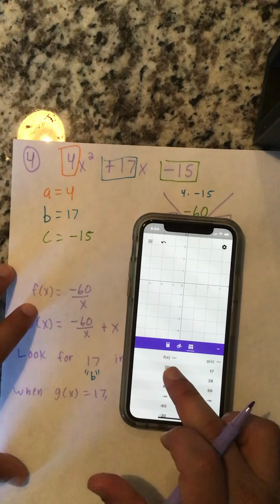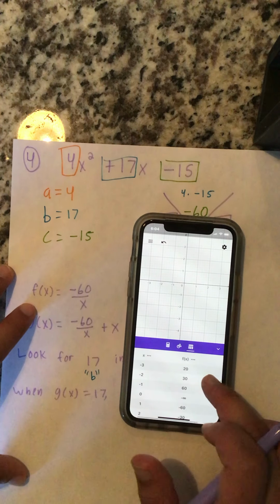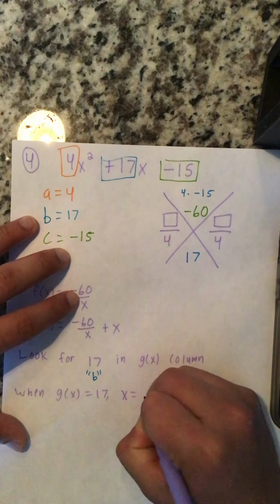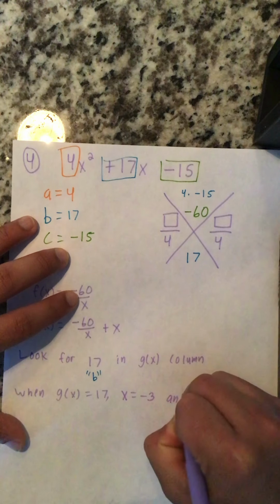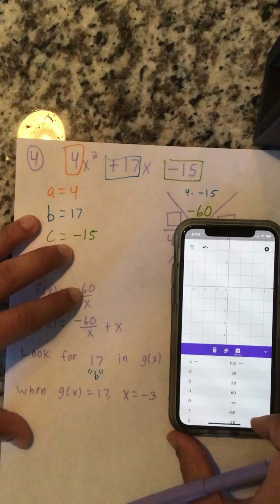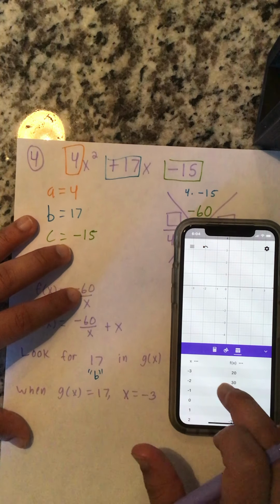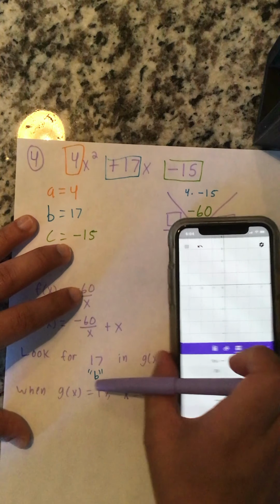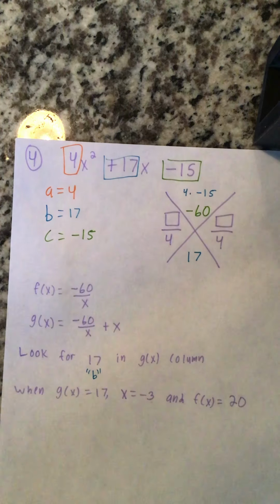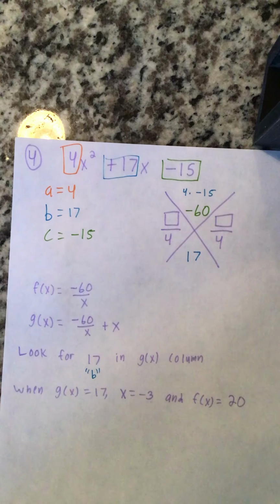I've found that, so if g of x is 17, x is negative 3, and f of x equals, so if we go back to here, when x is negative 3, f of x is 20. So f of x equals 20, okay? And that's it. Well, that's for the first part.